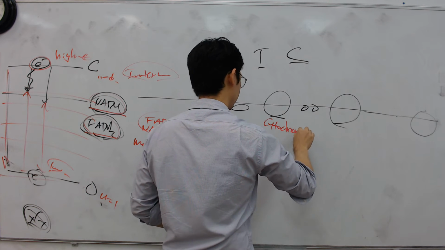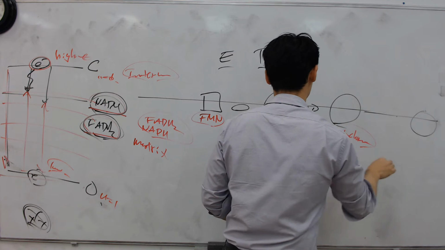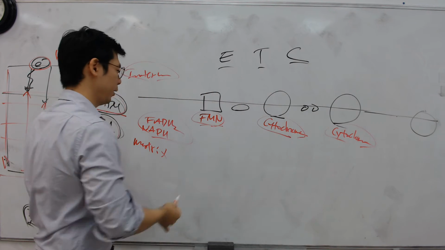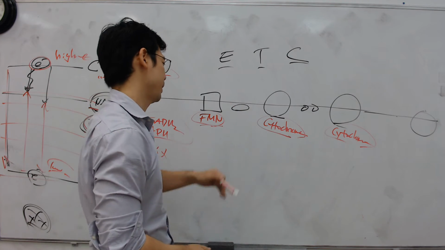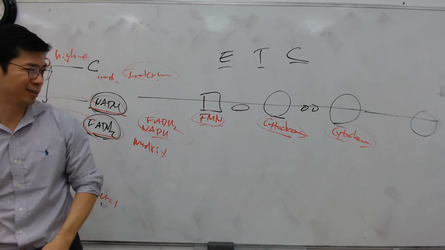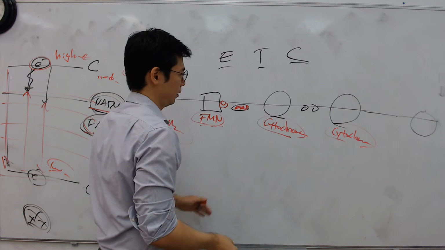These are cytochromes. Cytochrome, okay, this is a flavor protein, FMN. One of the proteins there is ubiquinone. You don't have to know them. They call it U here, and this is FAD. Cytochrome.